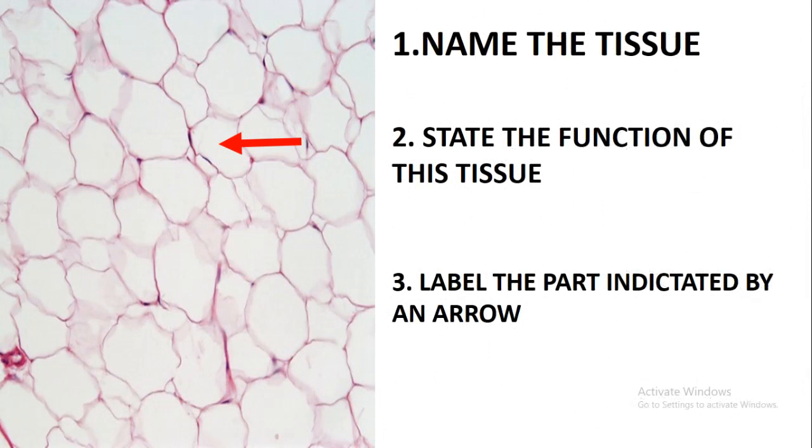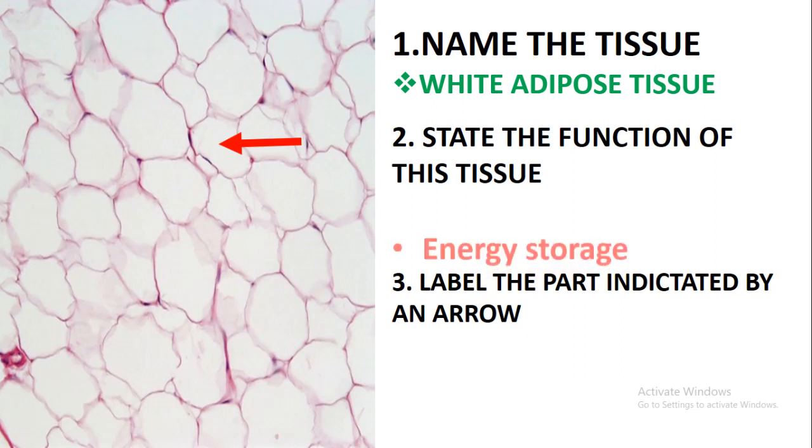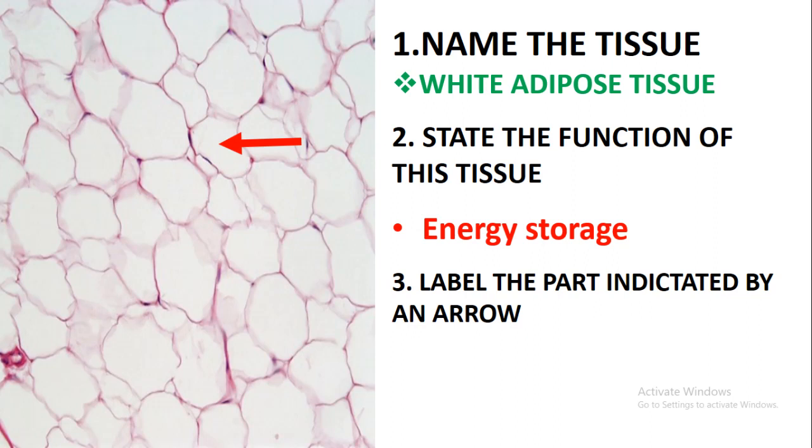The next slide is name the tissue. If you watch part 13 of this tutorial video, you find that we talked about this same type of tissue, but specifically the brown adipose tissue. But in this case, this is just the white adipose tissue. State the function of this tissue. It just helps in energy storage.